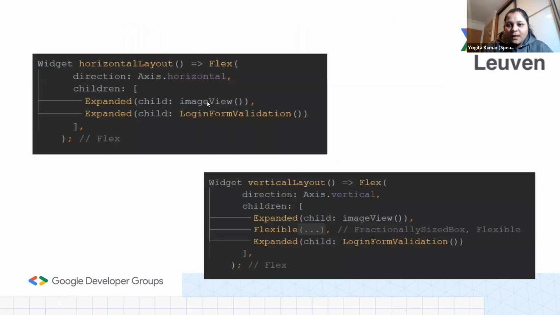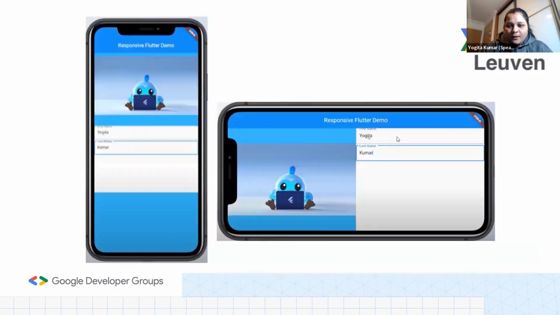Row and column are descendants of the flex widget. So in the horizontal layout and in the vertical layout, I just replace the row and column with the flex. When you give the direction axis as horizontal, it behaves similarly to a row. And when you give the direction axis as vertical, it similarly behaves like your column. And again, our forms are the same: expanded, image view, and the form.